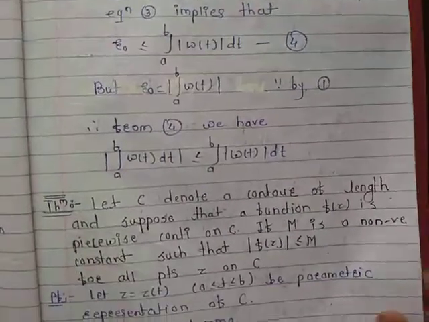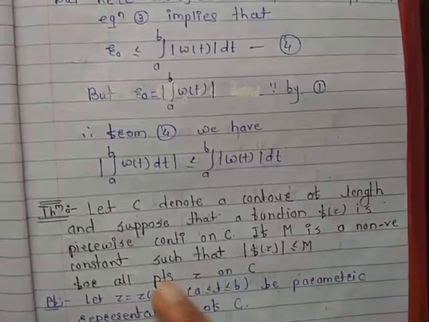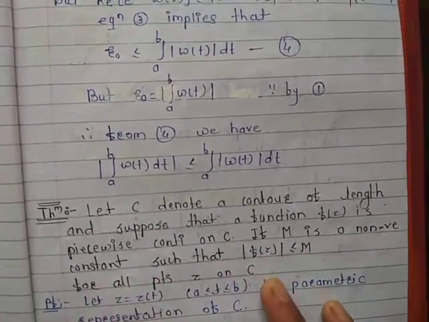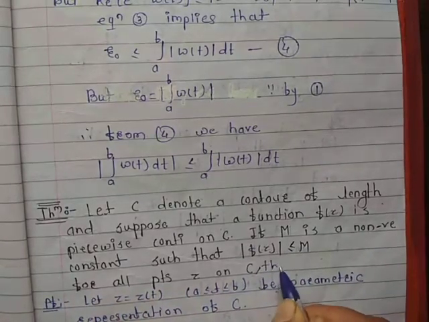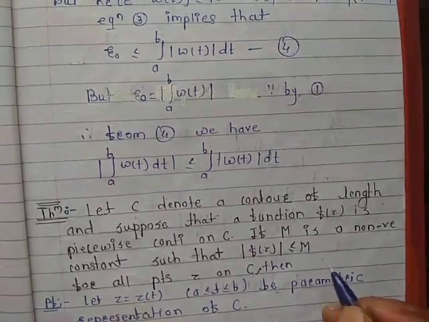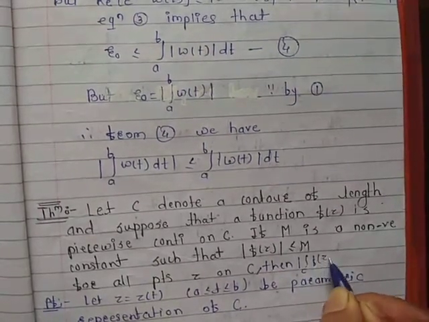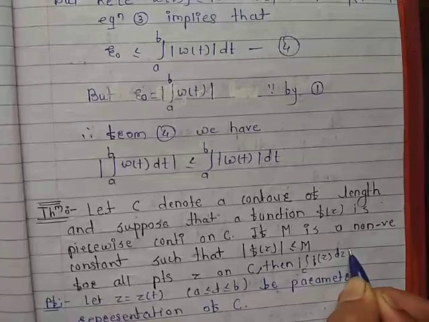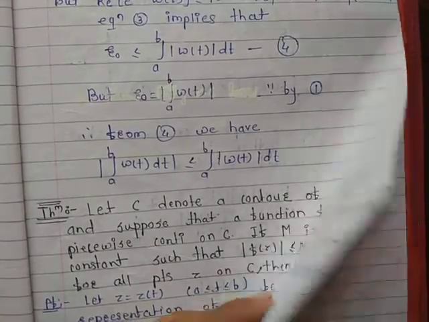Students, see here. If M is a non-negative constant such that the modulus of f(z) is less than or equal to M, then we have shown that the modulus of the integral over C of f(z) dz is less than or equal to M times L.